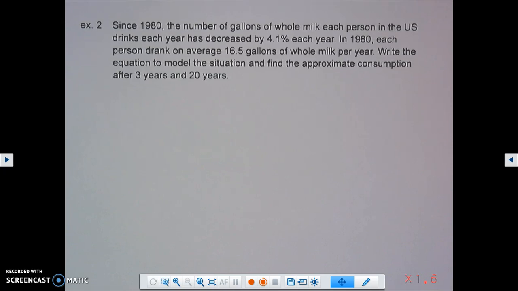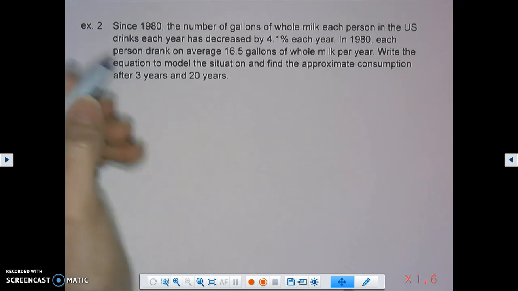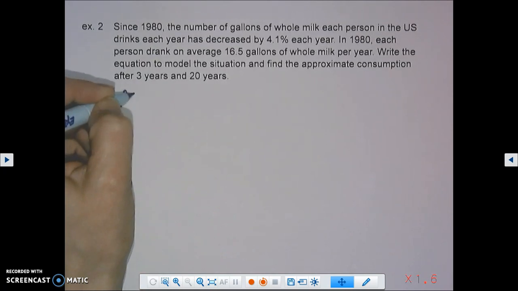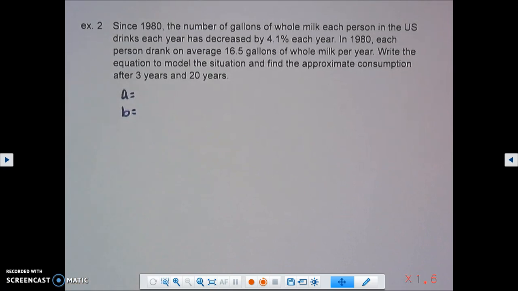Write the equation to model the situation, so that's step number 1. And then find the approximate consumption after 3 years, that's the second thing, and 20 years. So again, we need 3 different things to answer this question, right? The first thing is to write what our normal equation is. So let's even come up with our A and B values, because those are the important things from this that we need to be able to pull information from the question to write down.